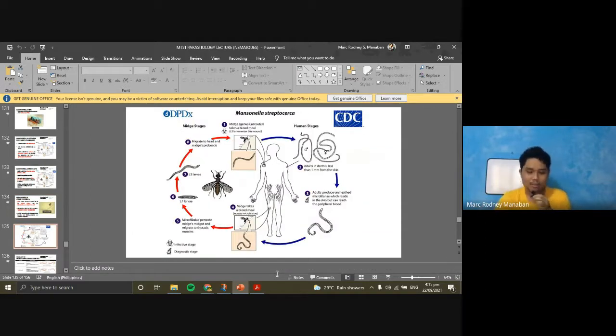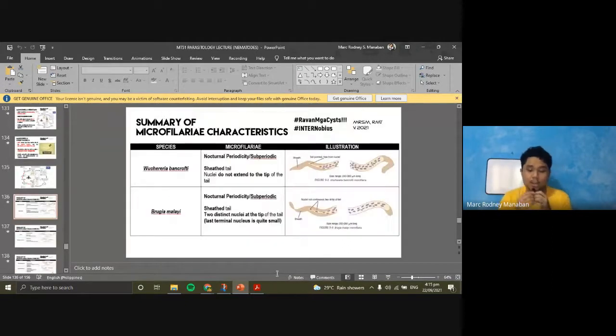Now, the life cycle is similar to the rest. The vector is Culicoides. They reside within your subcutaneous tissue. Now we go to the summary of microfilarial characteristics, because at the start of the blood nematodes lecture, we emphasized that to differentiate the species of filarial nematodes, we look at the microfilariae, their larva. We look at the tail, at two characteristics specific to the tail: the presence or absence of a sheath, the covering, and the distribution of nuclei in the tail.